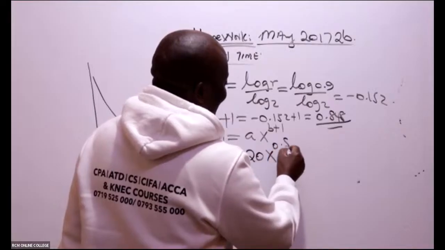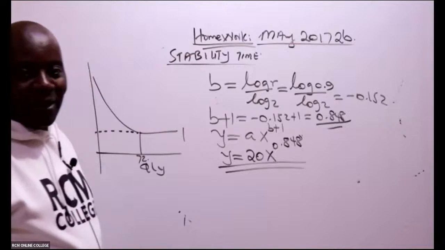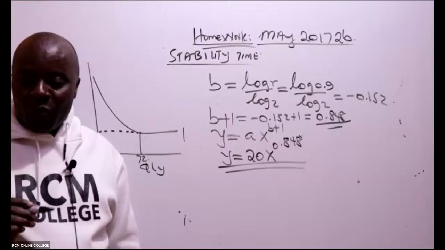X raised to 0.848. Tell him he is Chief Ninja. He wants to pull his ear. Y equals 20 x raised to 0.848.